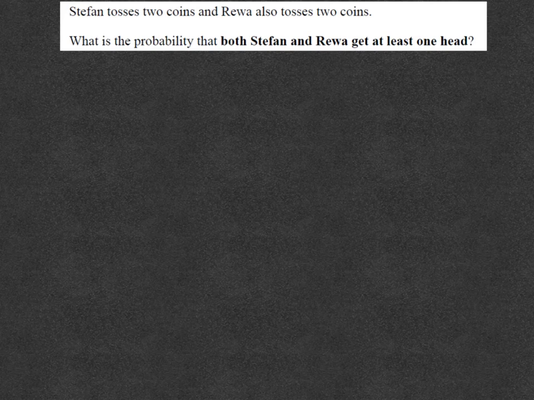Okay, so Stefan tosses 2 coins and Rewa also tosses 2 coins. What's the probability that both of them get at least 1 head? So probably the best thing here is to draw a tree diagram representing one of them anyway, and then you can work things out from there.